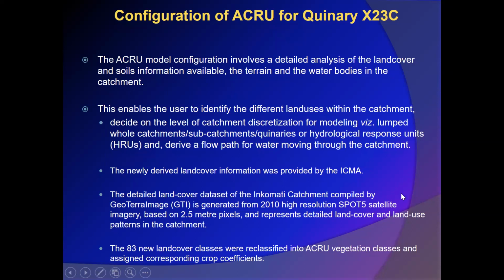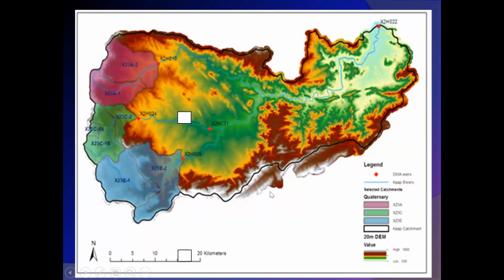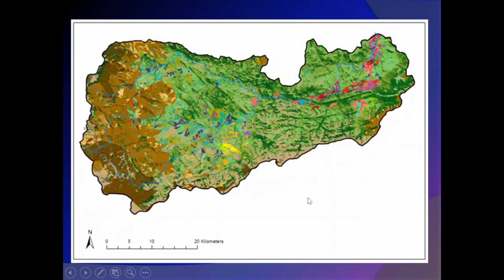It was a land cover database that was generated from the 2010 high resolution SPOT satellite imagery at 2.5 meter pixels, and it gave us quite detailed land cover and land use patterns in the catchment. So this is just an example of the land cover, and these are X23, X22, X23A. These are the different sub-catchments within the catchment.